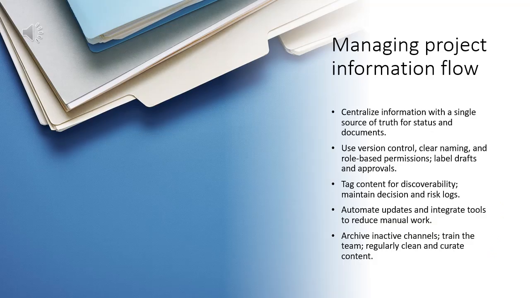Centralize information to reduce confusion. Use a single source of truth for status and documents. Apply version control and clear naming. Set permissions by role. Label drafts and approvals. Use tags for discoverability. Keep an updated decision log and risk log.